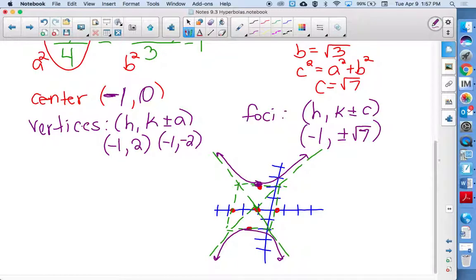And then the last thing were the foci points, which were up the square root of 7, which is a little less than 3. So from the center, up a little less than 3, down a little less than 3. They should be outside of the graph, beyond the box. Questions?